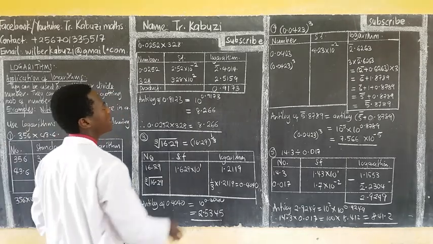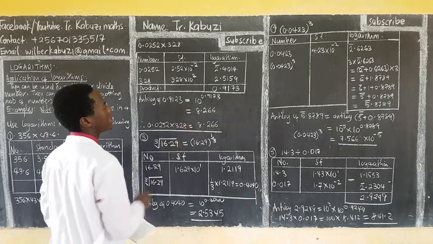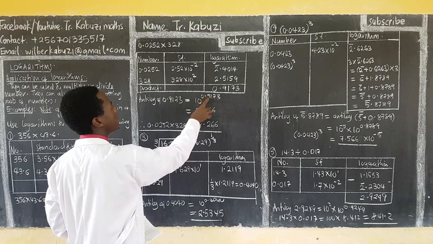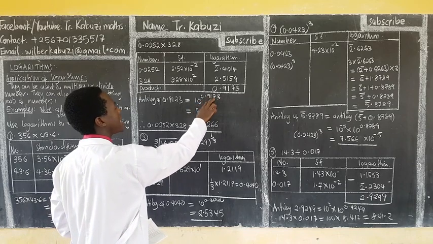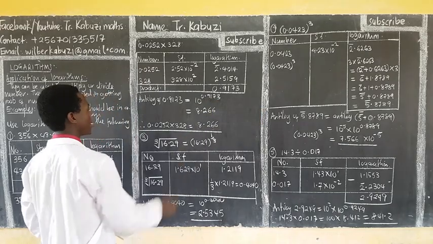When you add 2, then you get this. Then the antilog of this is what we read. When you read the antilog of this, you will read 0.91 under 7, then you add a figure and a 3 in that row. This is what you get.